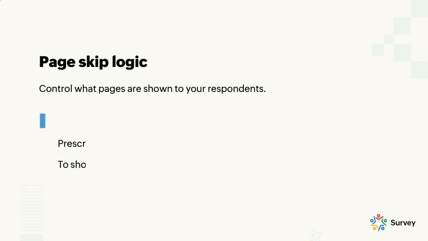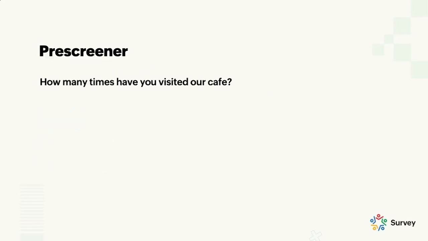So the first one is page skip logic. This helps you control what pages are shown to your respondents. Now, the uses are, it can be used as a pre-screener and also to show specific pages. So I'll explain what I mean by that. First, let's take a look at pre-screener. So let's say Coffee and Mugs made this survey for people who have visited their cafe at least once.